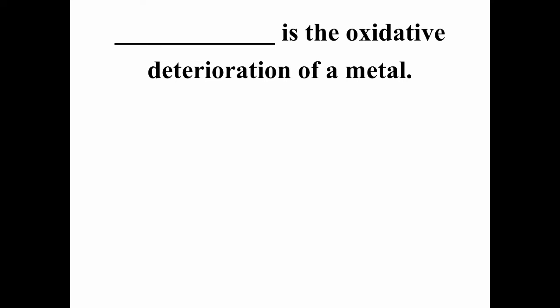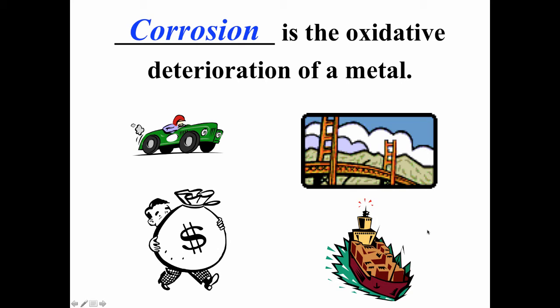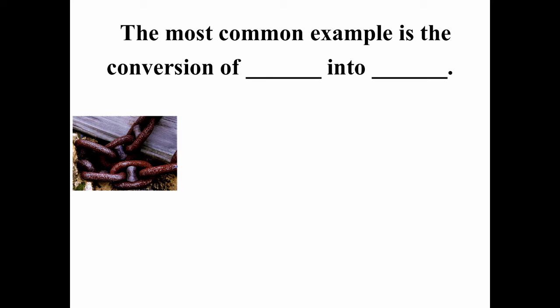Now, one more thing to deal with in this screencast is something called corrosion, which is the oxidative deterioration of a metal. Any metal can undergo corrosion, and things like bridges and the metal parts on cars and boats all undergo corrosion, and it costs our economy huge amounts of money every year. The most common example of corrosion is probably the rusting of iron.